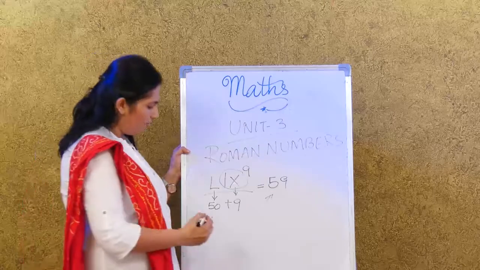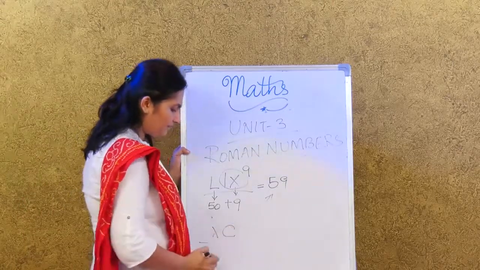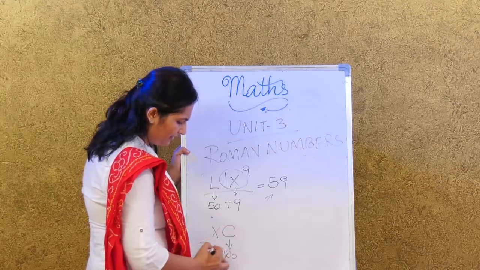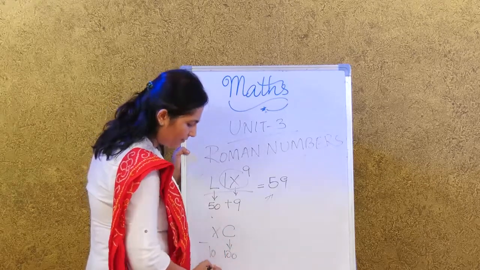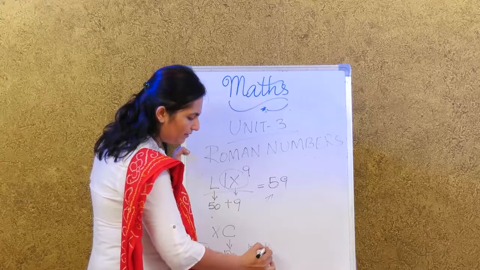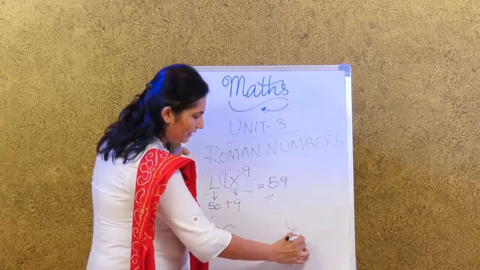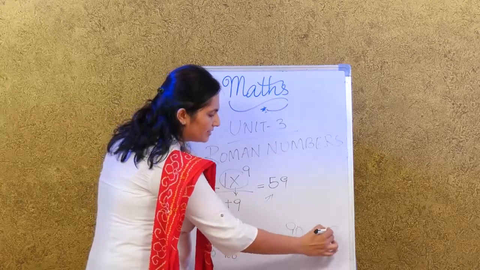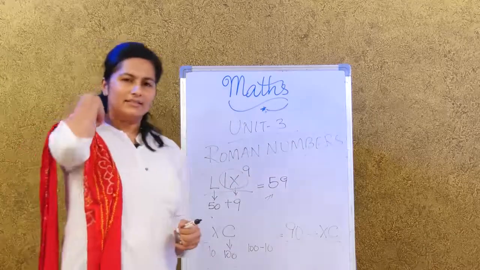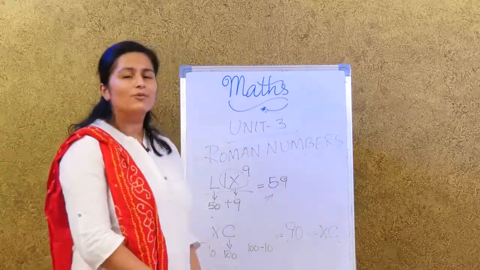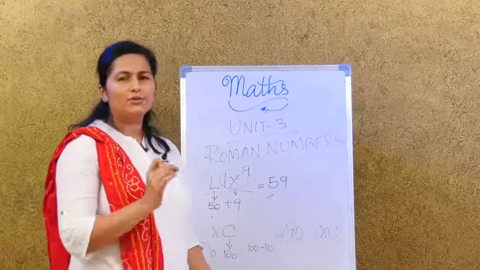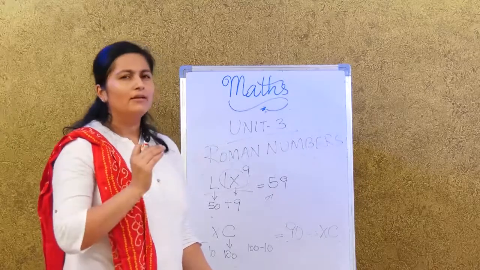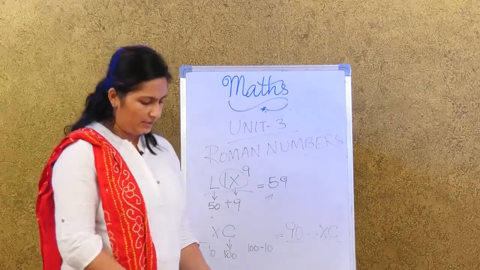Do you want to take a look at one more? Let's see X and C. So, C, the value is 100 and X is the value of 10. So, we have to minus 10 from 100 and you get the answer 90. So, for 90, the Roman letter we use is, okay, did you get it? Okay, so try if you can do this, take your notebooks and see if you can do this. I think you can, because now we know the 7 Roman letters, what are their values, and we know the 5 rules. So, you can do it.